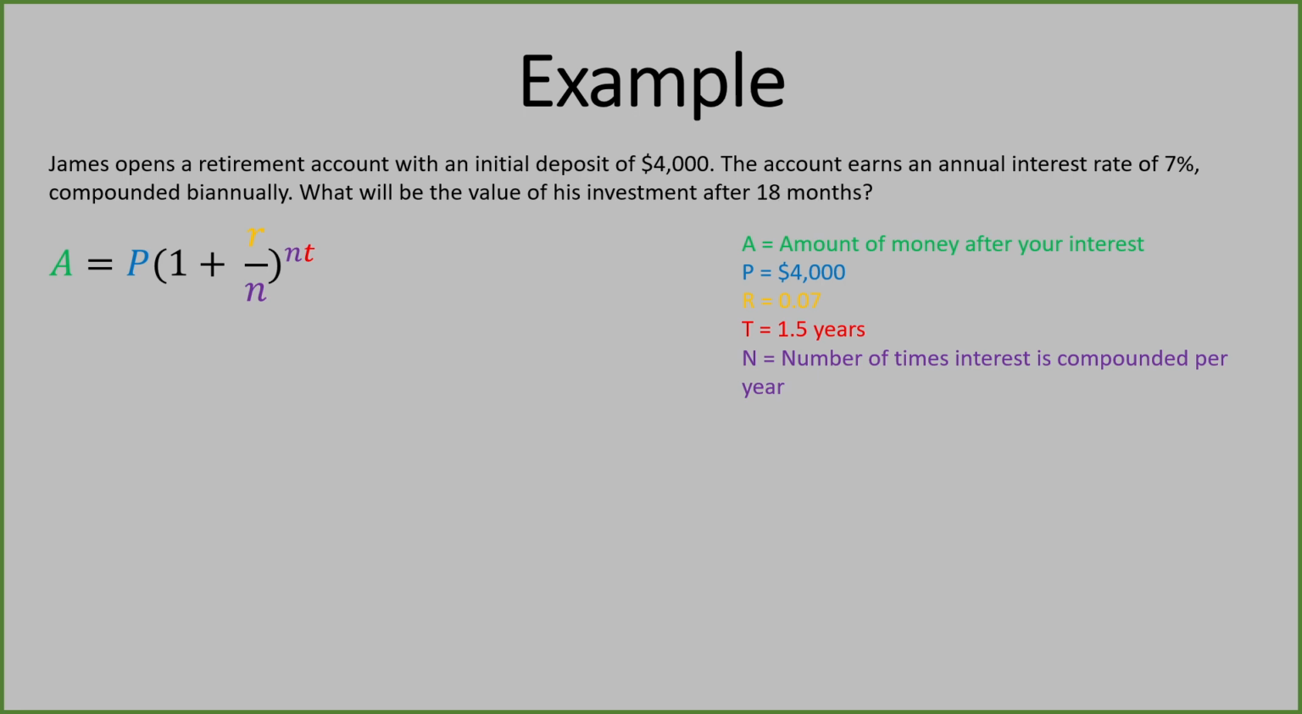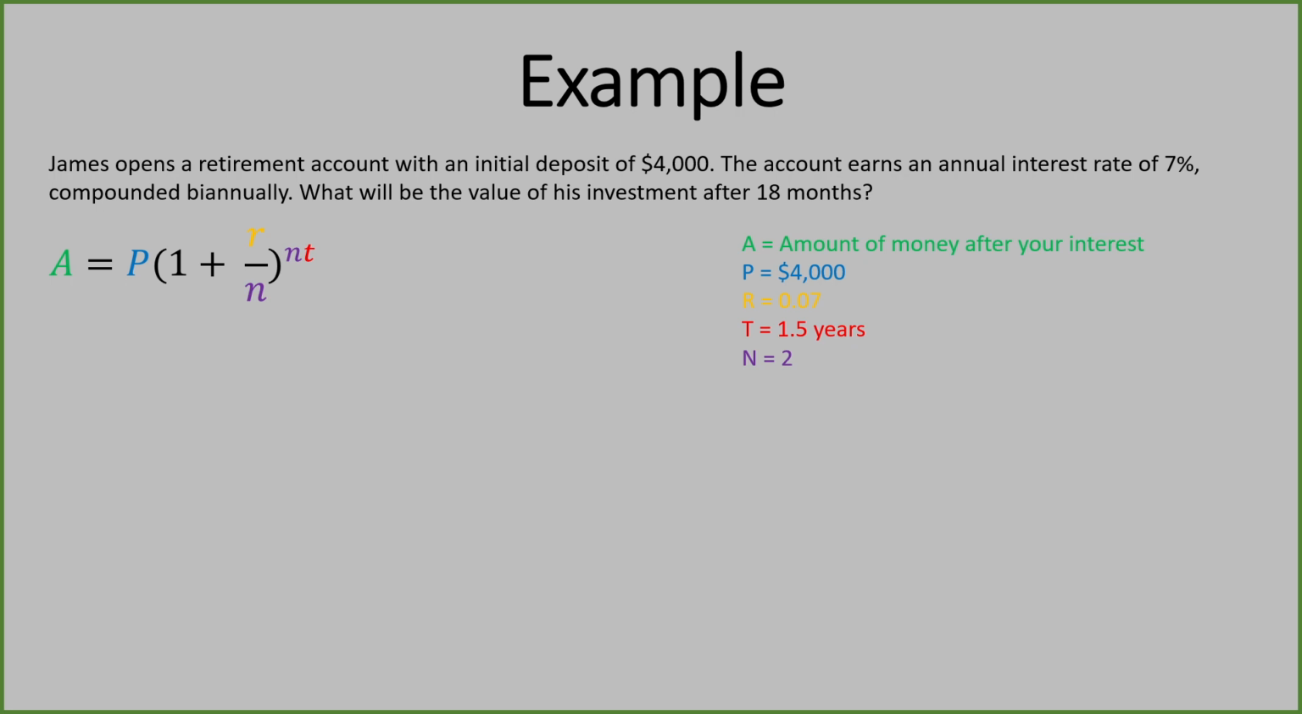Now, finally, the question says that the number of times interest is compounded per year is biannually, which means 2 times per year. Bi is a prefix that means 2. Biannually means that your interest compounds twice per year, just like bicycle means that the form of transport has 2 wheels. Now, we have all the information we need.